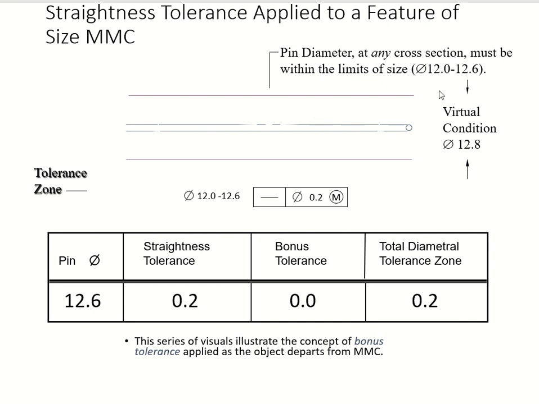So again, the size 12.0 to 12.6, virtual condition, your max plus your geometric tolerance. Very easy to calculate. This is showing you without the bonus tolerance. You will have 12.6 for max, and then 0.2 without the bonus, so the total diameter tolerance zone is 0.2. It doesn't change. Okay. Of course, if you got a bonus tolerance and you add each one of them, you will get a combined zone right here on this side.